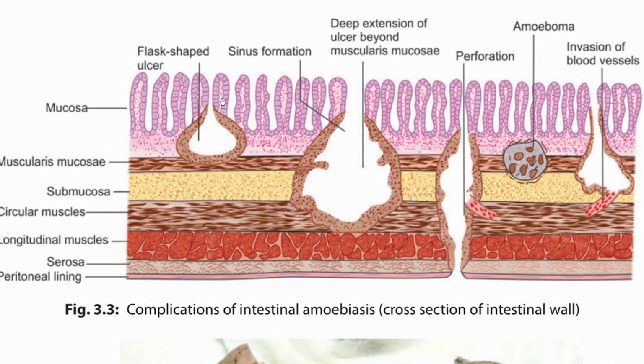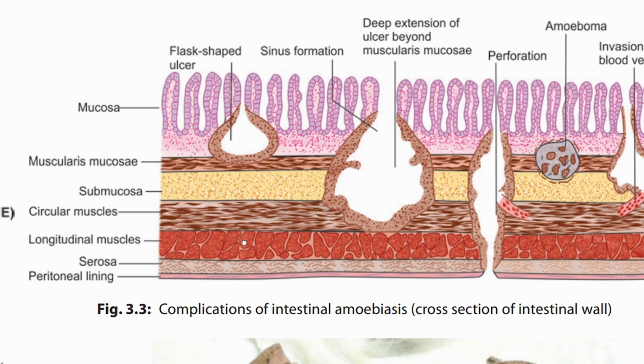And these are the complications. We have the famous flask-shaped ulcer in the intestinal wall. Okay, flask-shaped ulcer, see here. Then there is formation of a huge sinus, deep extension of the ulcer beyond the muscularis mucosa. Then they cause perforations. Then, see here, there is the amoeba. Then there is invasion of the blood vessels. So these are the complications.